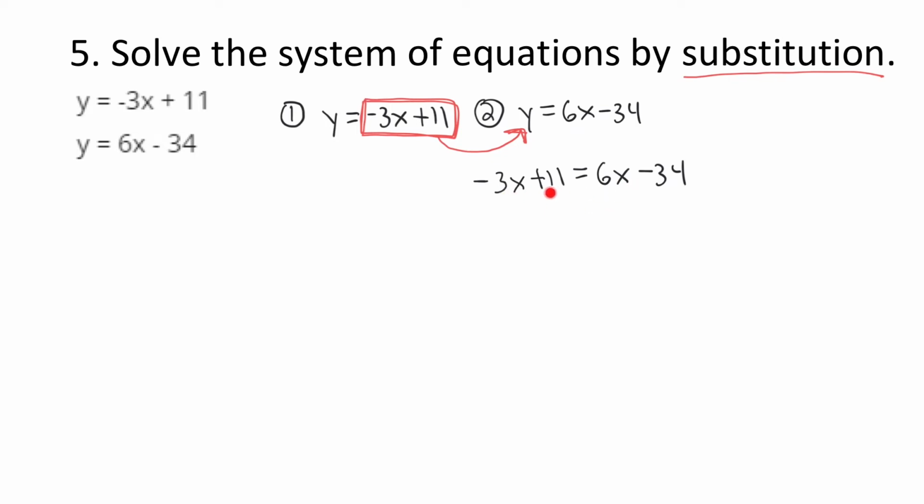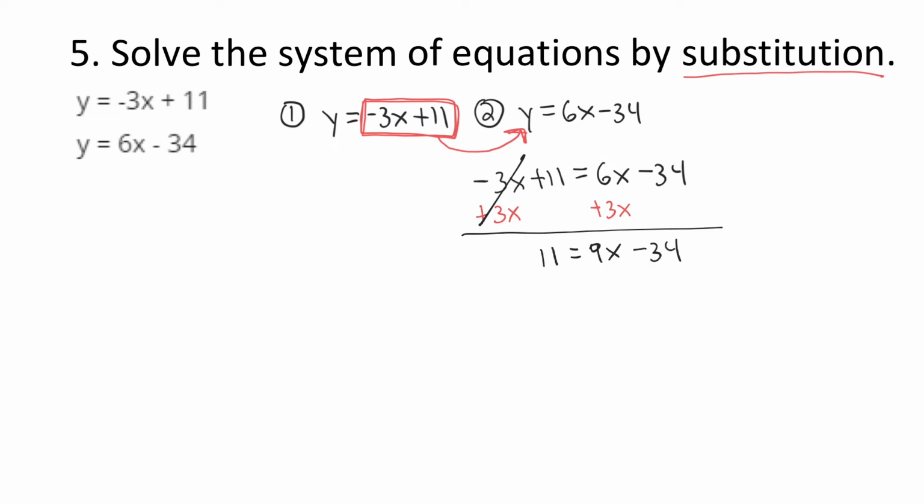Now we do have x's on both sides. So I'm going to get the x on one side and the constants on the other side of the equation. So you always do the opposite of the smallest x. Negative 3x is smaller than positive 6x, so I am going to do the opposite of negative 3. You add 3 to both sides, so you're solving for x. Negative 3x plus 3x cancels. We have a positive 11 equals 9x, because 6x plus 3x is 9x, minus 34.